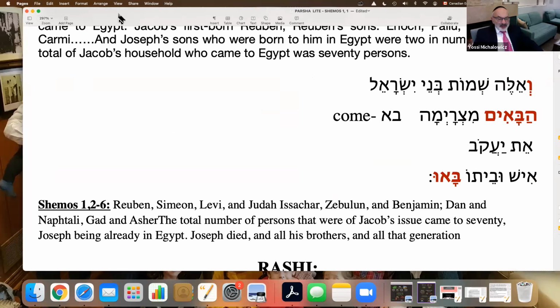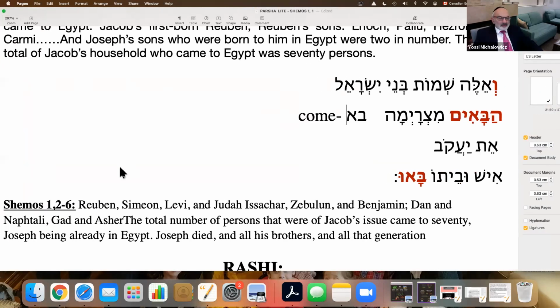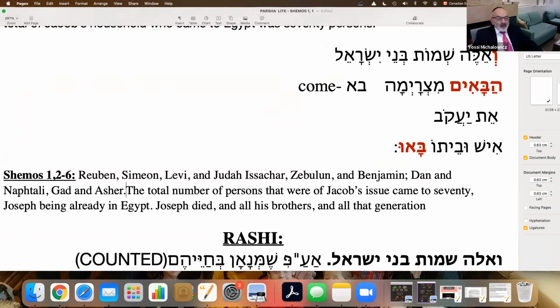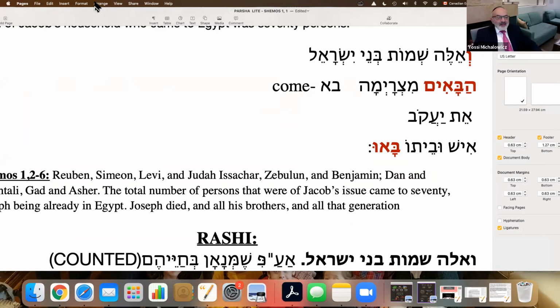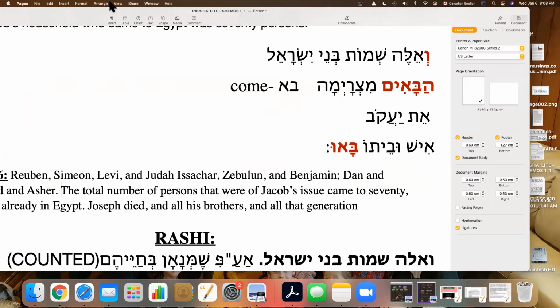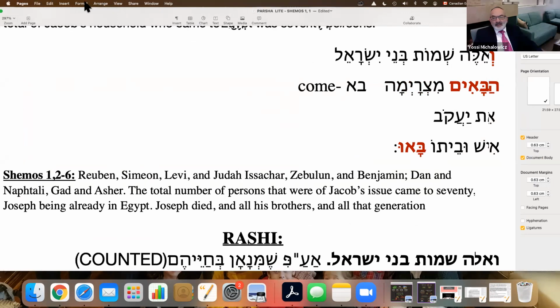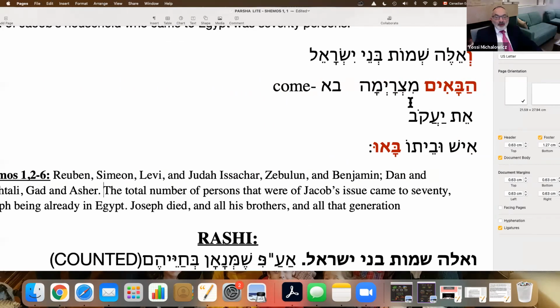Now, after this pasuk is the next psukim. Right after this pasuk it says, Reuven, Shimon, Levi, Yehuda, Yisachar, Zvulun, Binyamin, Dan and Naphtali, Gad and Asher. The total of persons that were of Yaakov's issue came to 70, Joseph being already in Egypt. Then it tells us Joseph died and all his brothers and all that generation. And that's the first 6 psukim, except for the first one that I've left not explained to you, the opening pasuk.